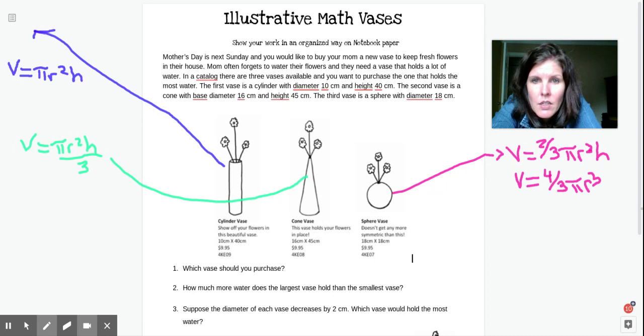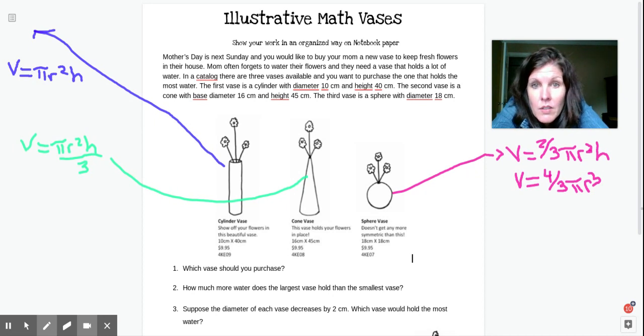Mother's Day is next Sunday, and you would like to buy your mom a new vase to keep fresh flowers in the house. Pause, time out. Do something nice. If you've got a mom in your life, please do something nice for her. Things are really stressful right now, especially for moms. See if you can figure out something fun to do for her, whether it's just making her a card or offering to do a chore that you wouldn't normally do. Okay? Mother's Day next Sunday.